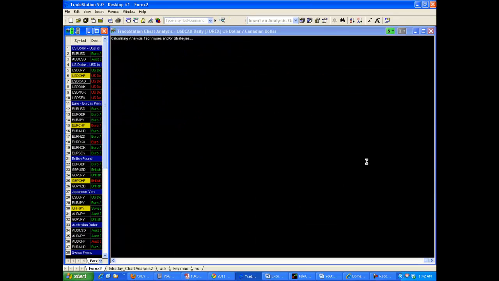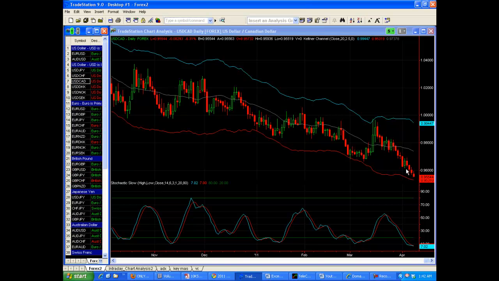Let's look at the loonie. Still headed for that lower Keltner. I mean, it looked lower the whole week, but I didn't really see a pattern here. So, see what it does when it gets to that lower Keltner.